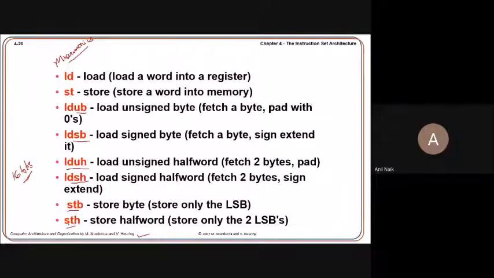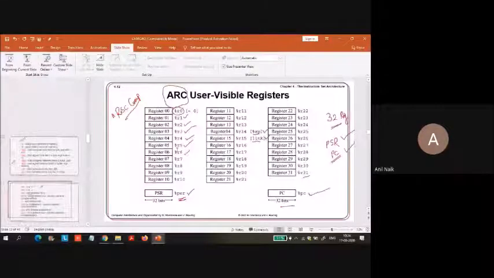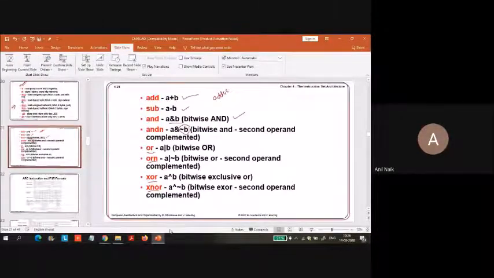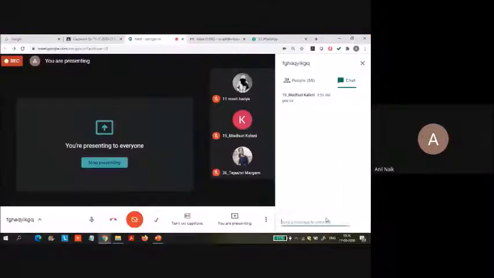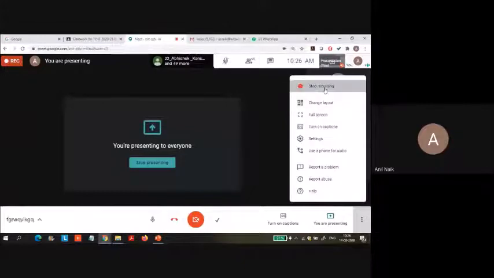There are a few more mnemonics. These are some descriptions: LDUB, load unsigned byte, load signed byte, load unsigned half word LDUH, LDSH, STB store byte, store half word. So these are some arithmetic and logical mnemonics. So this is about the different ARC instructions.